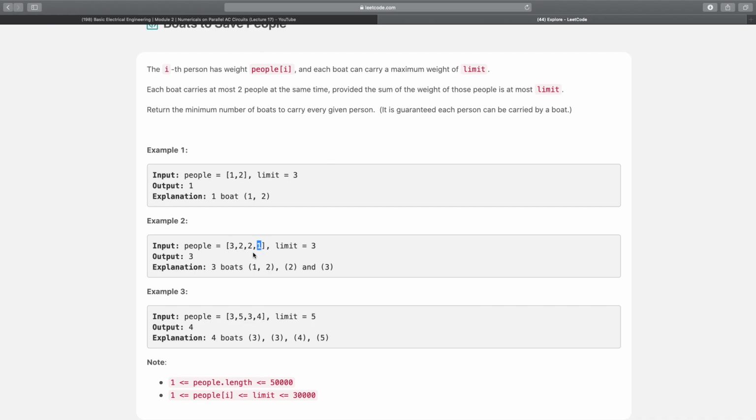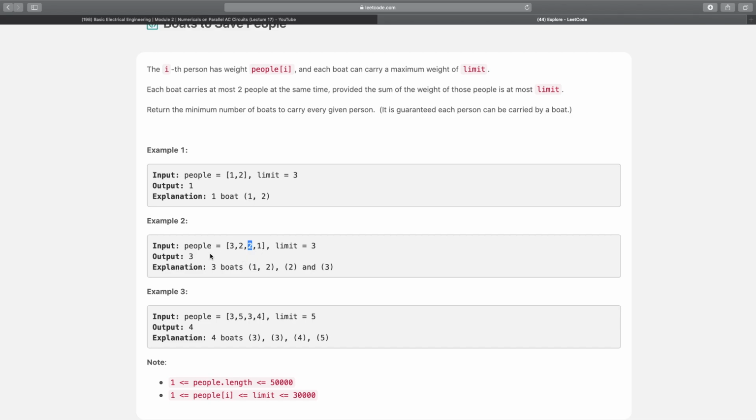And 3 is equal to the limit. So in our second boat, we're going to add these two people, and they're going to go across the river. That gives us 2 boats. And finally, we just have 1 person left, and we're going to send him in his own single boat by himself.